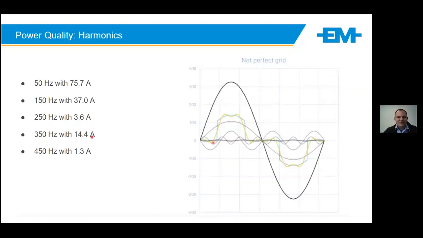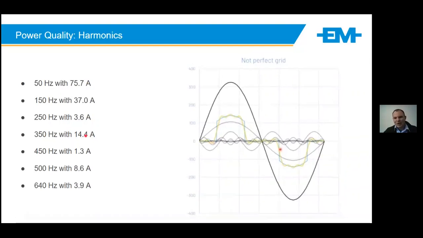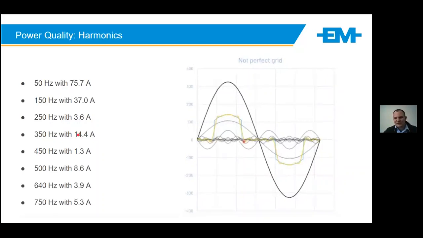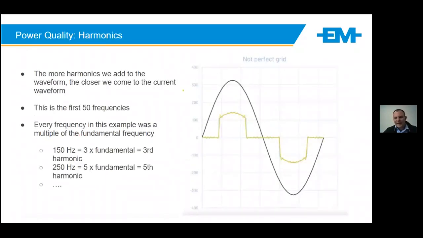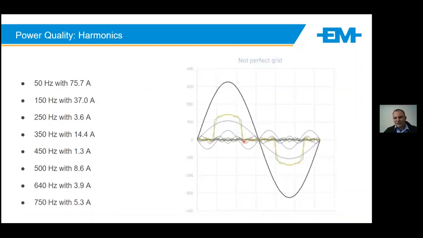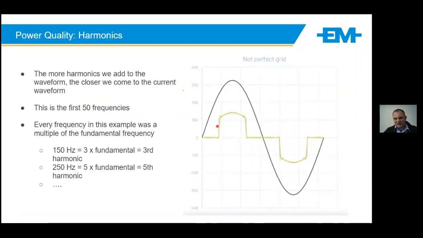It would be great to be able to show this real time on an oscilloscope, but we've only got this presentation. As these harmonic orders all add with their different frequencies, they all have a current attached to them. And with all these attached, we have this resulting waveform. So the more harmonics we add up, the closer we get to the current waveform. This is for the first 50 hertz.